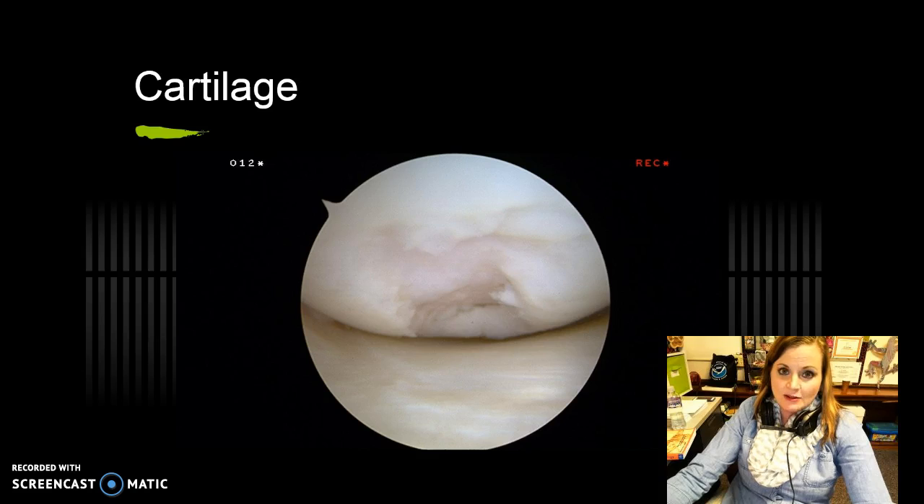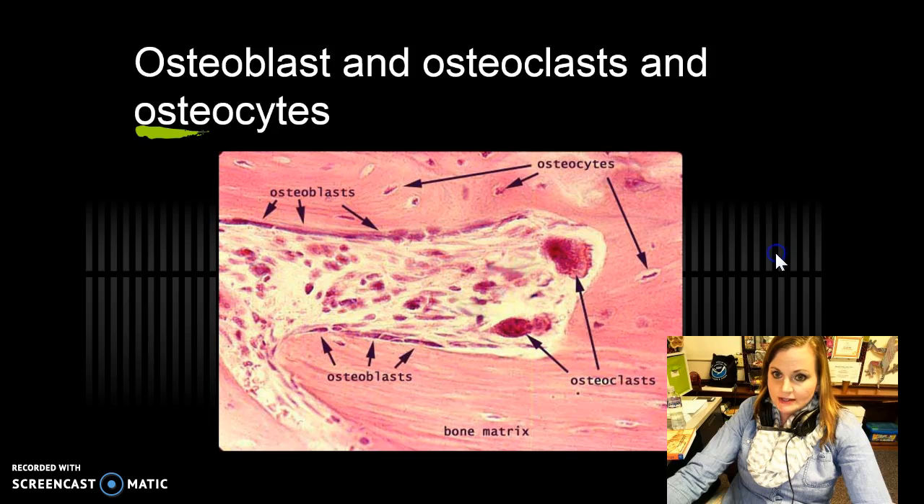So up until about 7 months prior to birth, embryos contain all cartilage. And then a process called ossification occurs. And this is where the cells actually secrete minerals, which will harden the cartilage and turn it into bone.